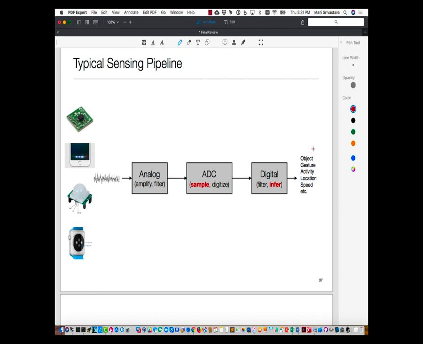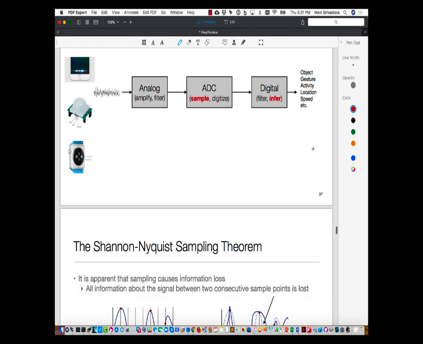So we talked about sampling. Then the other thing we talked about was inference making, making inferences out of the sensor data.